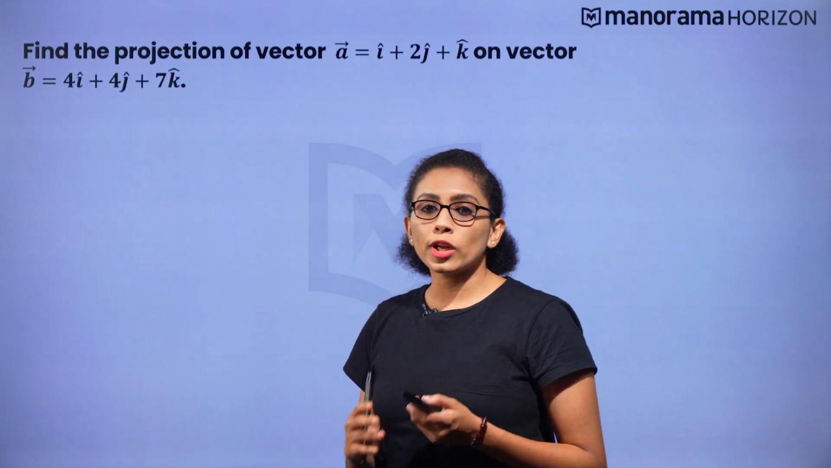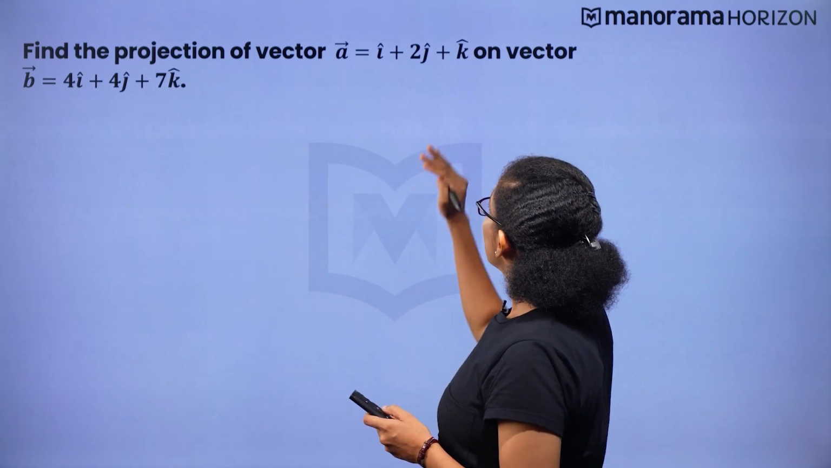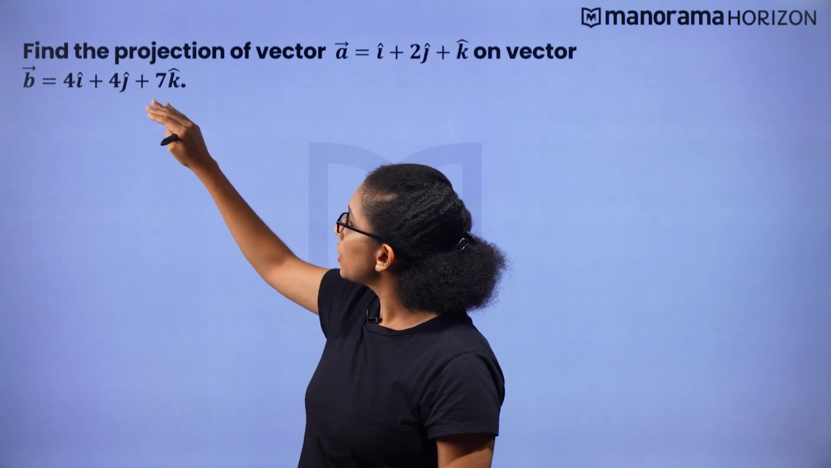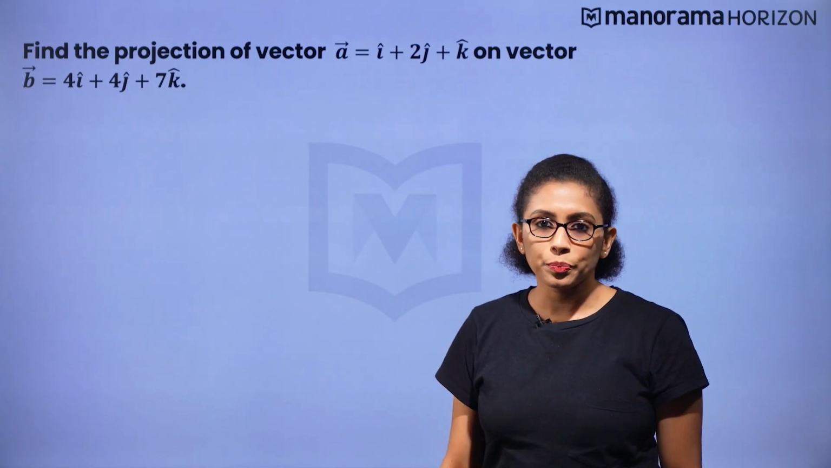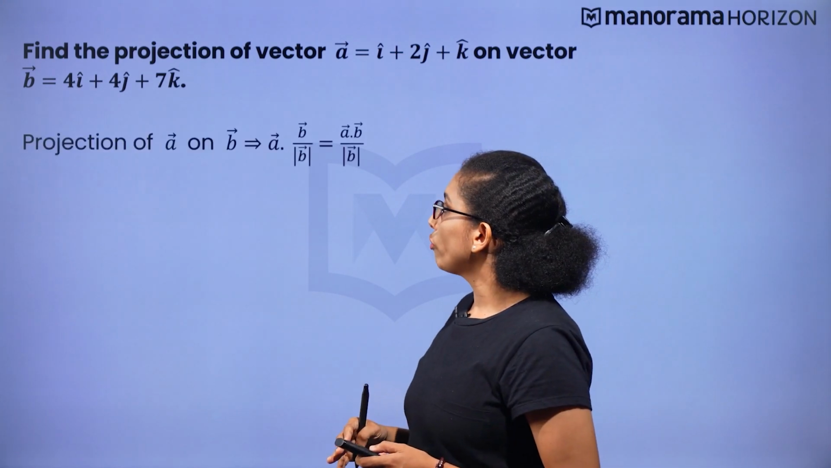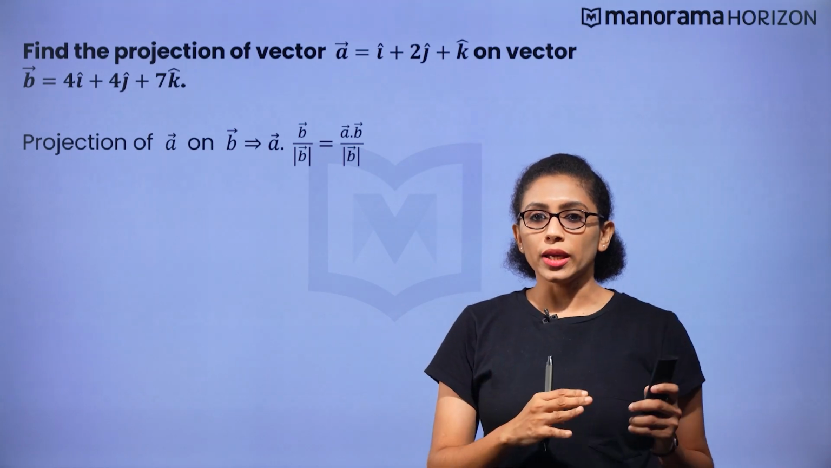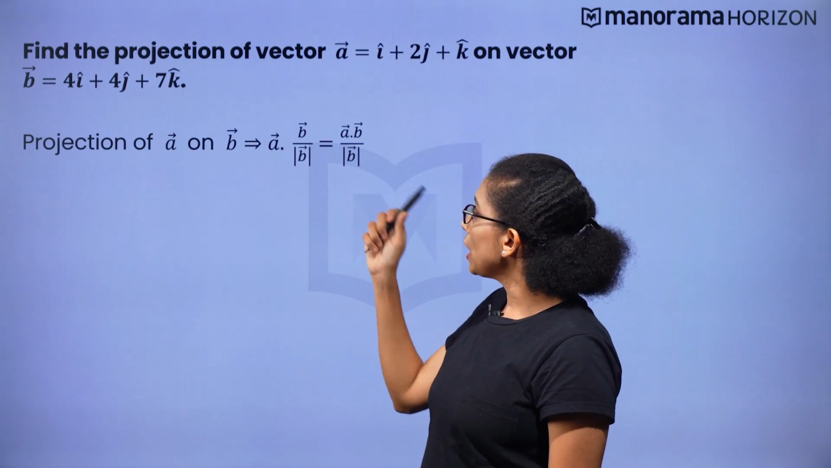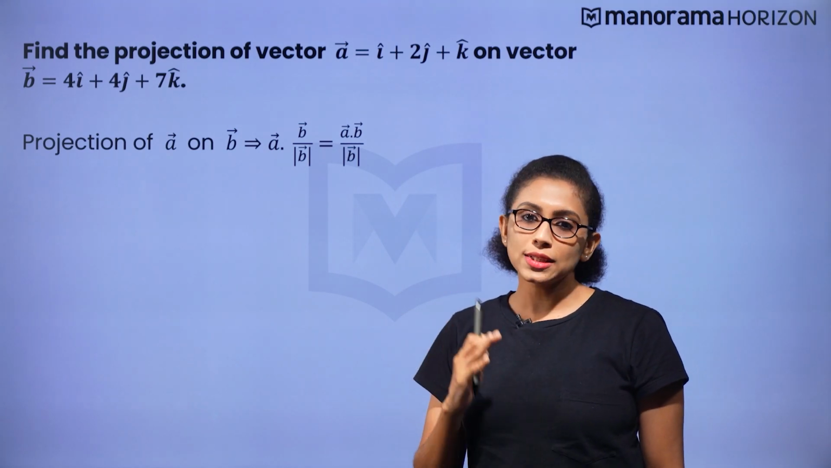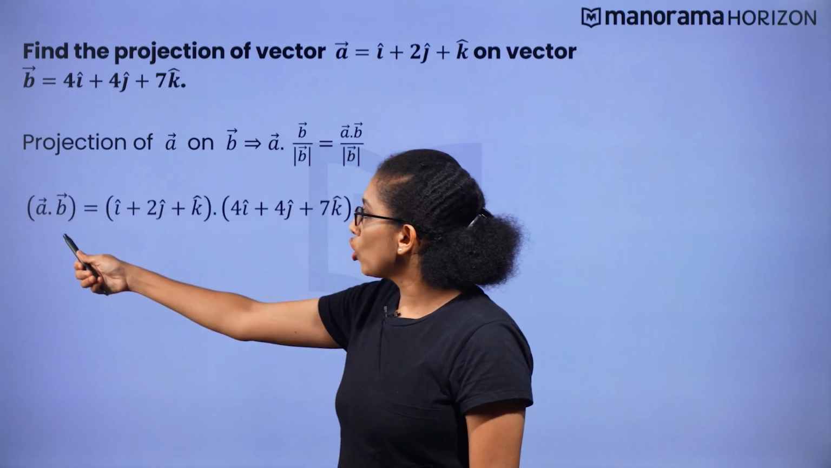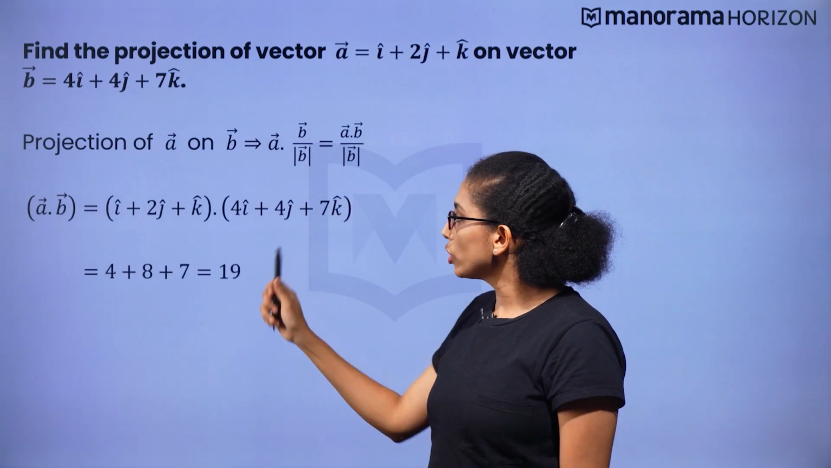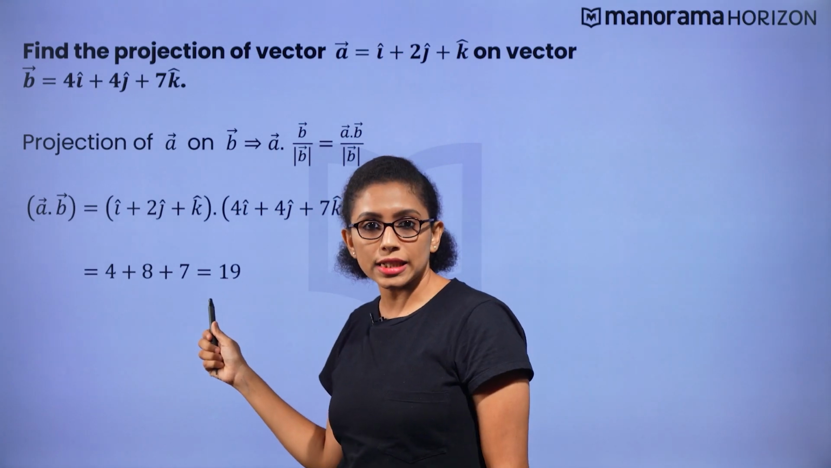To find the projection of vector A, i plus 2j plus k, on the vector B, 4i plus 4j plus 7k, how will you find? We know that the projection of vector A on B is given by A dot B by modulus of B. So, first we have to find A dot B and modulus of B. What is A dot B? Taking the dot product, substituting the values, we get it as 19.